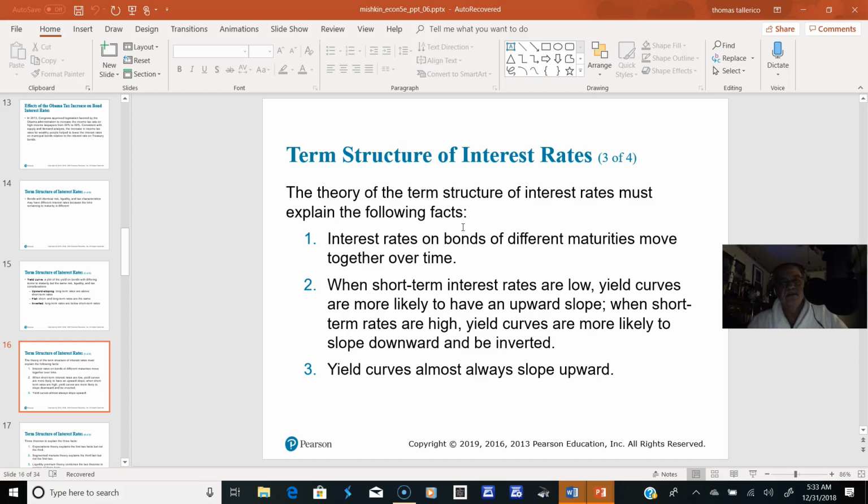All right, so the theory of the term structure explains that, number one, interest rates on bonds of different maturities move together over time. So you'll see one will be higher than the other, but the curves will either go up together or down together. All right, when short-term interest rates are low, yield curves are more likely to have an upward slope. When short-term rates are high, there's a chance they could be inverted, right? So this is a recession heading our way, right? Storm clouds. And there've been a couple of instances where the yield curve was sloping downward.